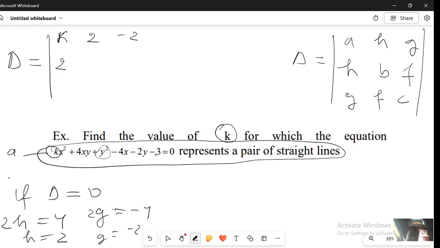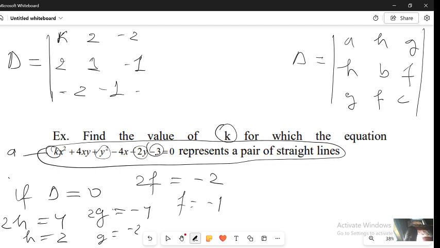The value of f is going to be, since I used to have 2f equal minus 2, f equal minus 1. Minus 1 here. The value of g, I already determined it is minus 2. The value of f is minus 1. The value of c is minus 3.